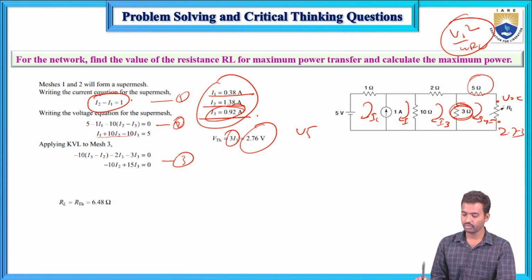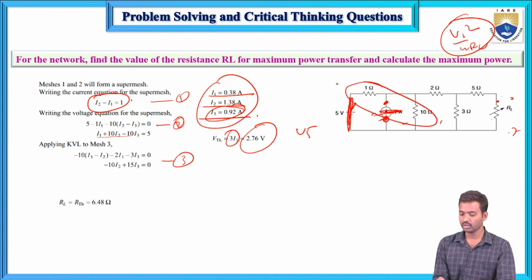So now how will we calculate the RL? Same thing here, same circuit. Remove the load resistance from the given circuit. Voltage source is replaced by short circuit and current source is replaced by open circuit. There is no one, and these two are connected in parallel.